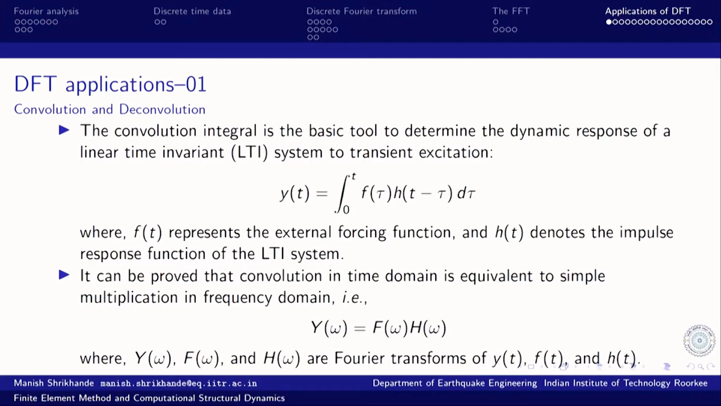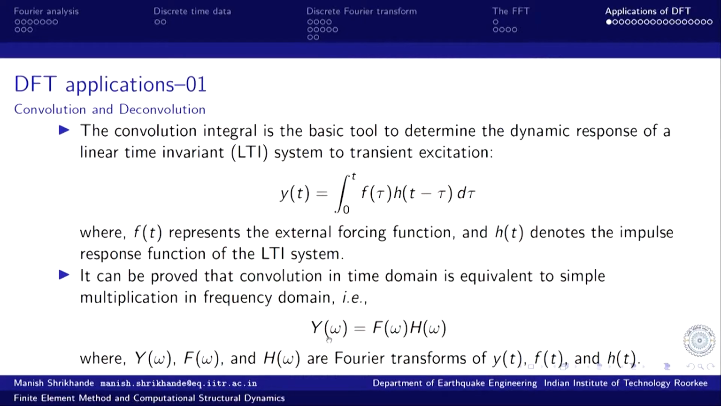Now, this convolution in time domain can be proved very easily: if we take the Fourier transform of both sides, then the convolution in time domain is replaced by simple term by term multiplication of Fourier transforms of individual components. So, in frequency domain, y omega, the response of the system, is simply given as f omega, the Fourier transform of f t, and h omega, the Fourier transform of the impulse response function.